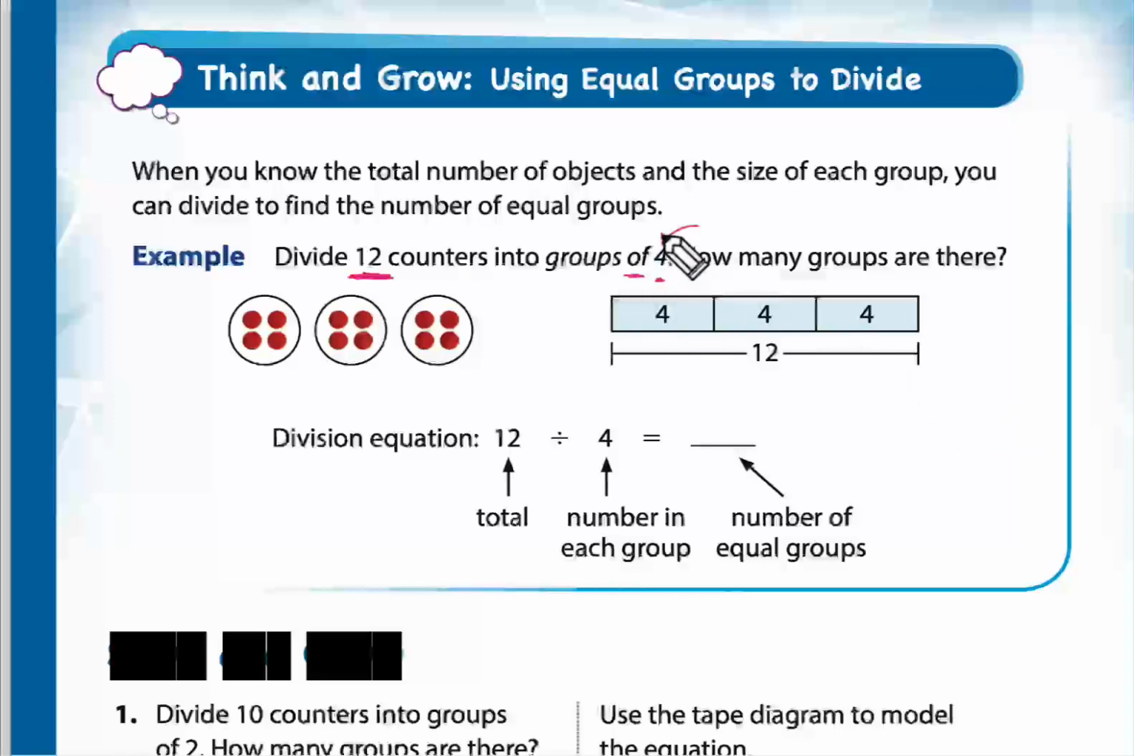So the 4 here is not the number of groups. This is the size of each group. So now we know the total number, which is 12. And we know also the size of each group. And we need to find how many groups there are. So we start by drawing the first group of size 4. Then the second group. So now we have 4 and 4, so 8. We need 12, so we draw another group with size 4. So we have now 12 counters in all.